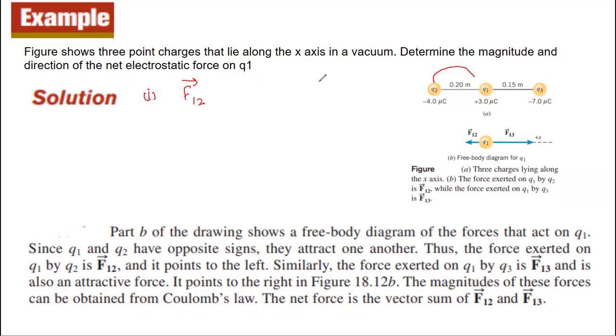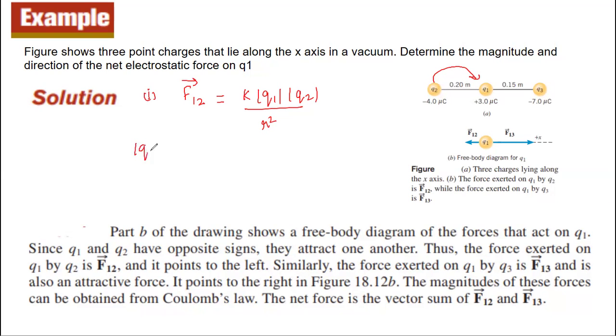What's the force on charge 1 due to charge 2? Sorry, that was my bad. You can do that by simply using the formula called Coulomb's law, which is k Q1 Q2 over r squared. We are all aware of that.